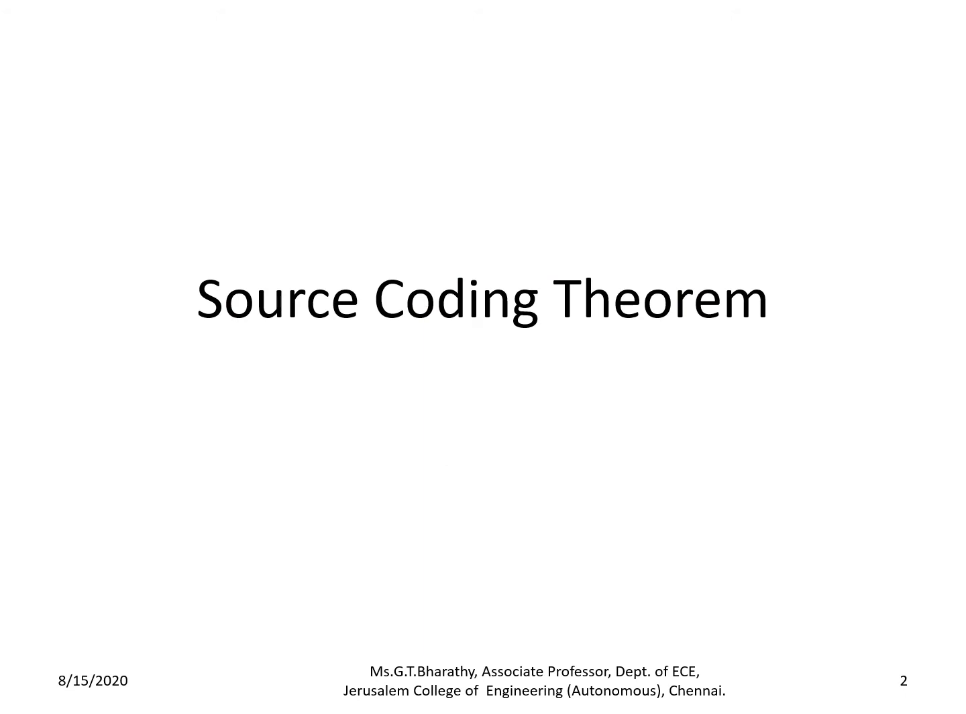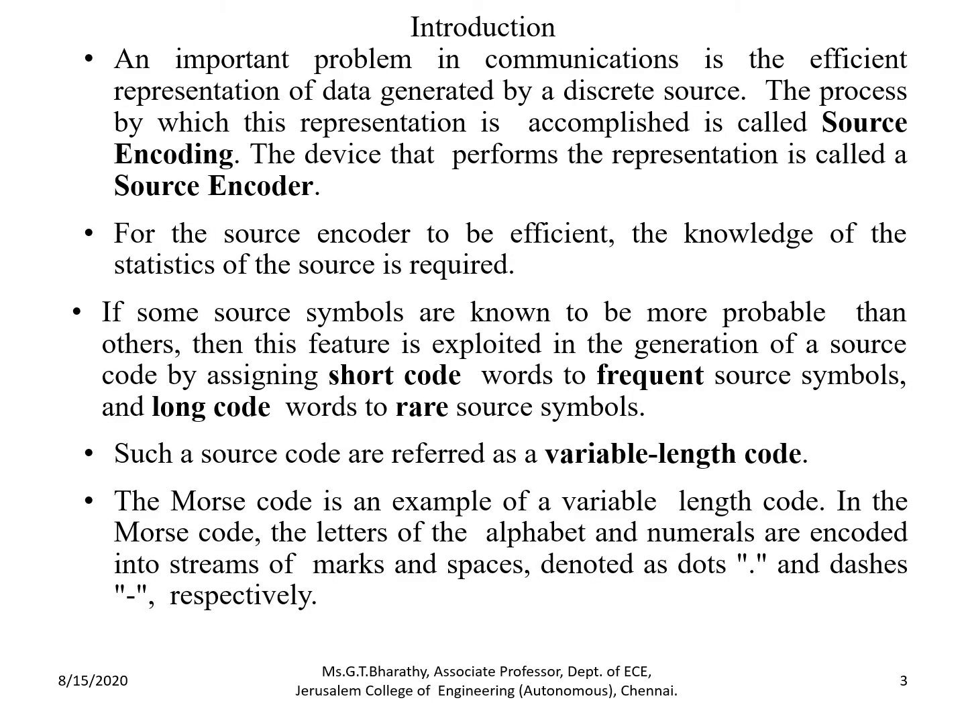In today's class we are going to see the source coding theorem. In the previous class we have already seen an introduction to source coding. We saw that an important problem in communication is the efficient representation of the data generated by a discrete source. The process by which this representation is accomplished is source encoding, and the device which performs this is the source encoder.